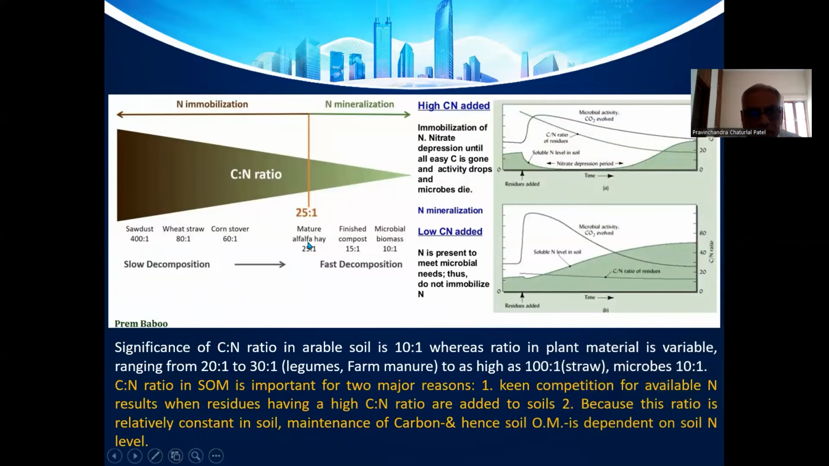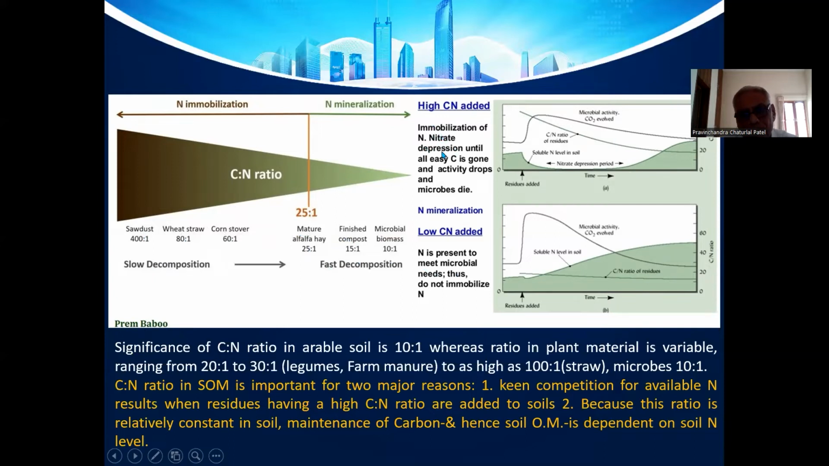So here you can see that mature alfalfa hay has a CN ratio of 25:1, sawdust 400:1, wheat straw 80:1, corn straw 60:1. Then microbial biomass has a CN ratio of 10:1. So I told that with a wider CN ratio, like sawdust, wheat straw, corn straw, there is slow decomposition. But when there is a narrow carbon nitrogen ratio, then fast decomposition will take place.